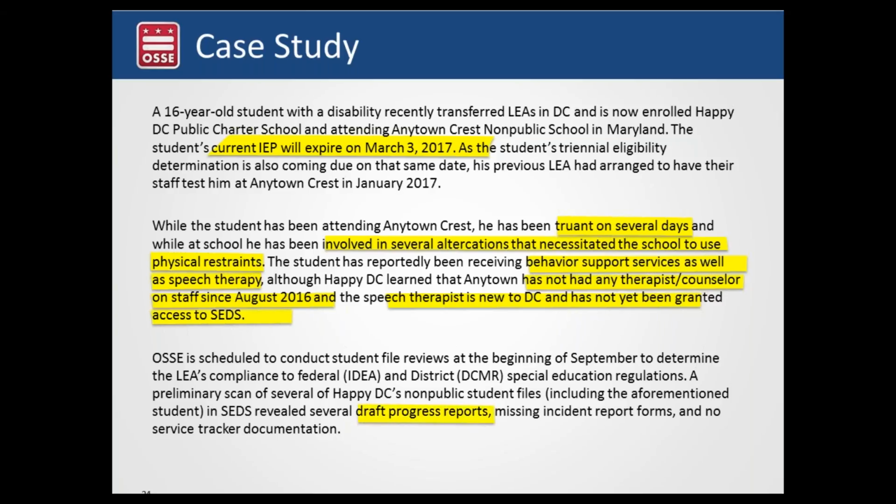We're also concerned when we see draft progress reports in SEDS, since those only have a 30-day life in SEDS. So as part of the MOA, the non-public and the LEA can create a process by which that report would be reviewed and finalized. So setting up time frames and the individuals responsible for doing that. And again, the incident reports, and again, the service trackers.